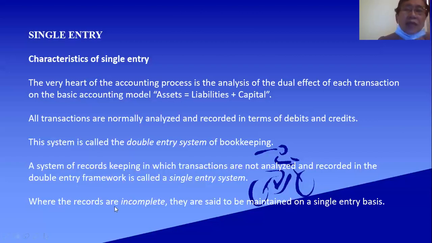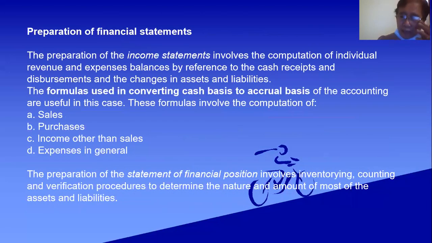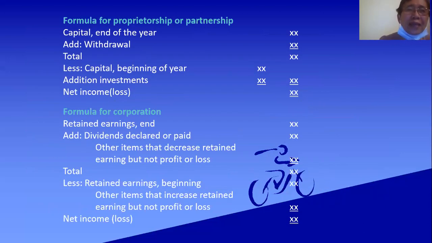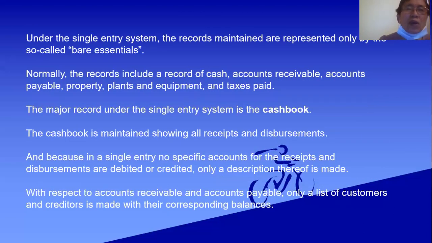For every transaction, normally we say that for every debit, we have a corresponding credit. But it's not true for the single entry system, because in single entry, we just list down, for example, sales. We just list down sales without a corresponding debit and credit. Okay, so under the single entry system, the records maintained are represented by what we call bare essentials.